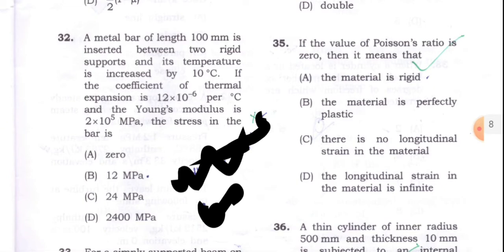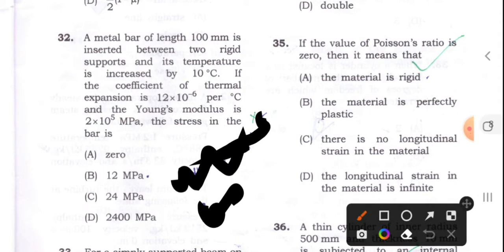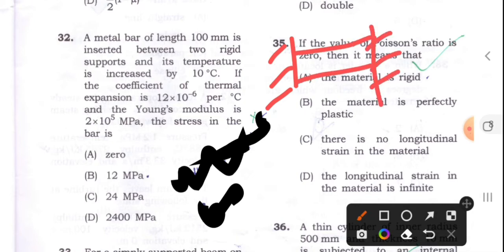The next question is question number 32. In this question, a metal bar of length 100 millimeter is inserted between two rigid supports and its temperature is increased by 10 degrees. The coefficient of thermal expansion is 12 into 10 to the minus 6 per degree Celsius, and the Young modulus is 2 into 10 to the 5 megapascal. Then the stress in the bar is. Suppose this is the bar, fixed on both sides. The temperature increase dT is given as 10 degrees, alpha, the thermal expansion, is 12 into 10 to the minus 6, and the Young modulus E is 2 into 10 to the 5 megapascal.